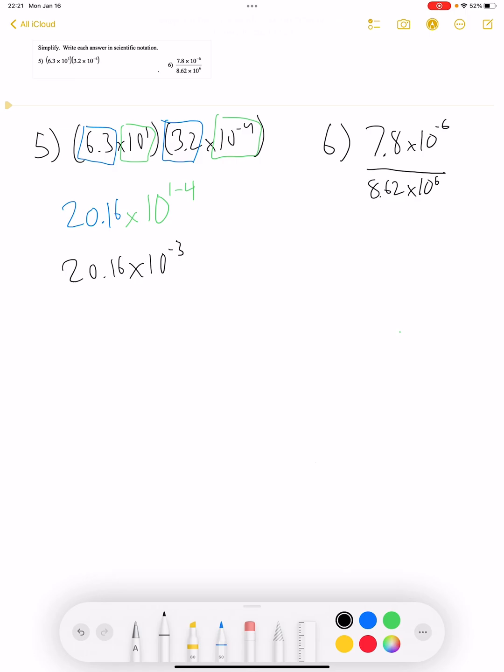Now, this is not scientific notation. To get into scientific notation, remember, I can only have one digit in front of my decimal point, and right now I have 2. So I need to move the decimal point one space to the left, right? So I go from 20.16 to 2.016.